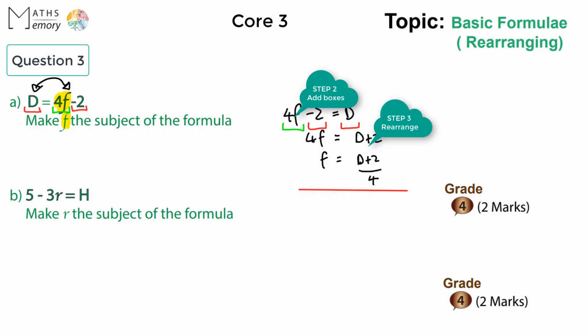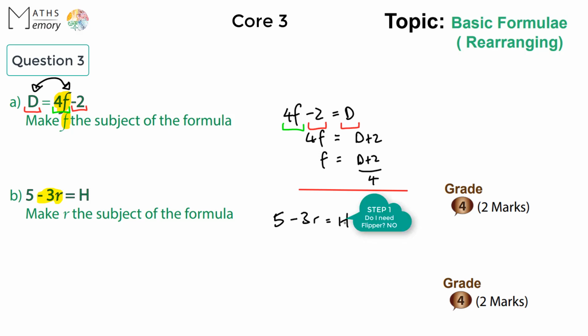Part B. So part B, we have 5 minus 3R equals H. So let's make R the subject over here. We're going to make this R the subject. So let's look at -3R. We want to get that at the end, basically. Okay. So let's write this down. So 5 minus 3R equals H. We don't need to do the flipper here because the R is already on the left hand side, and that's the one we really want to make the subject.